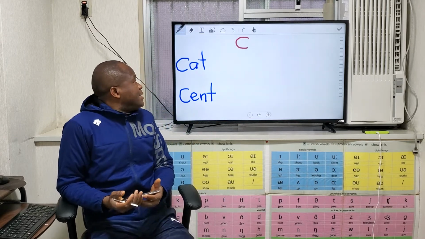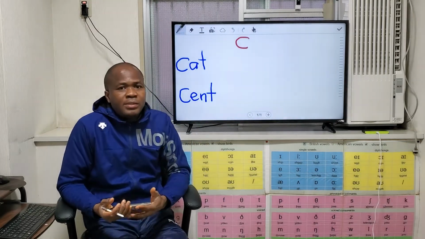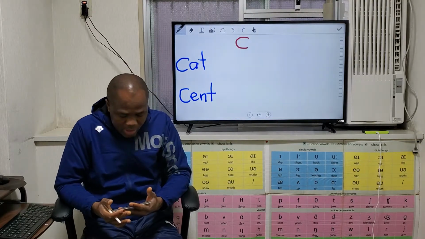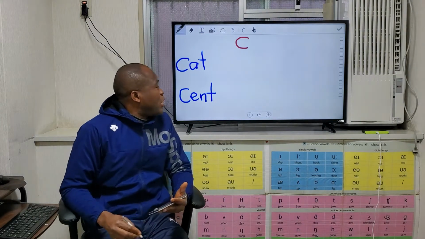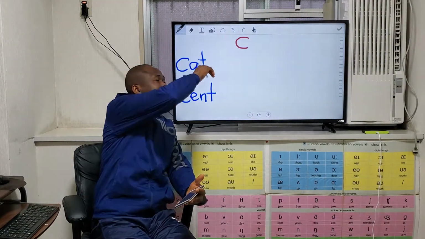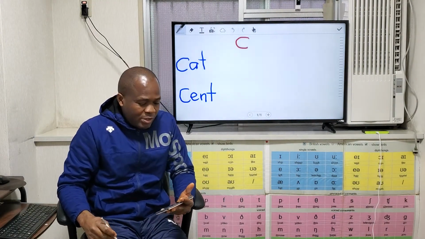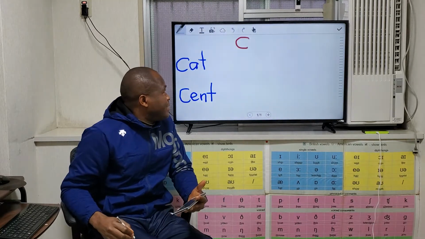Today we are looking at the sound for C, the sound of C. Let's start. First, we are going to look at how to write the spelling of the sound. Then, from there, we'll be able to get the sound of C.